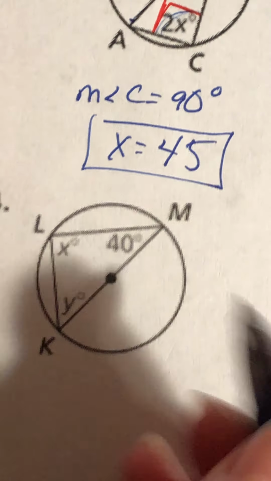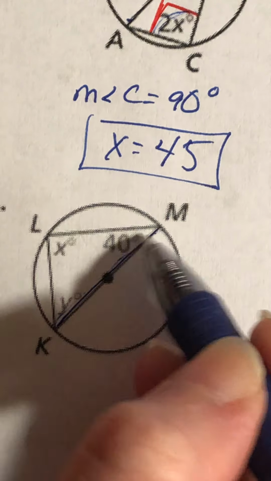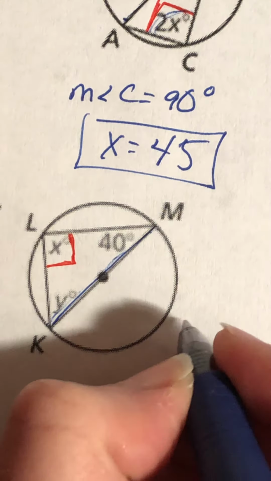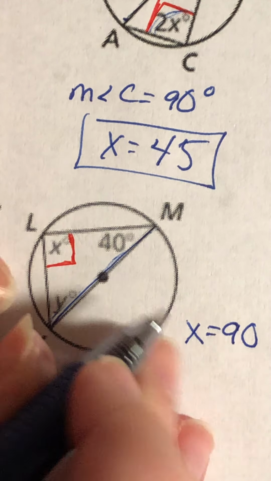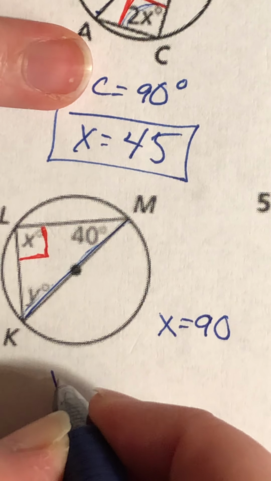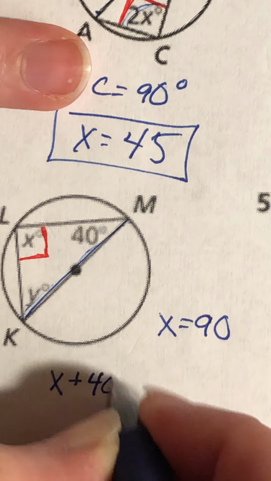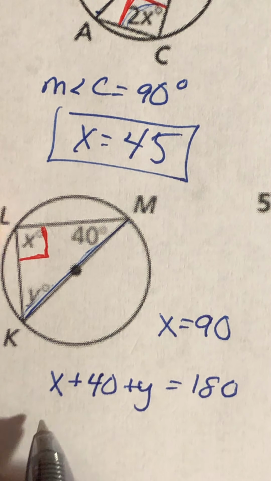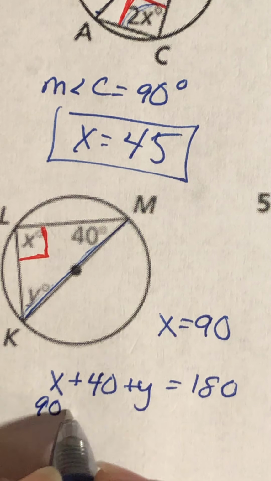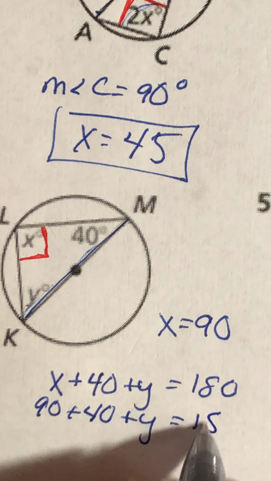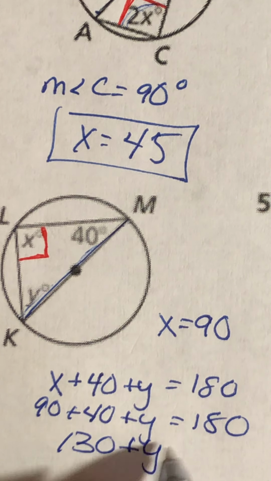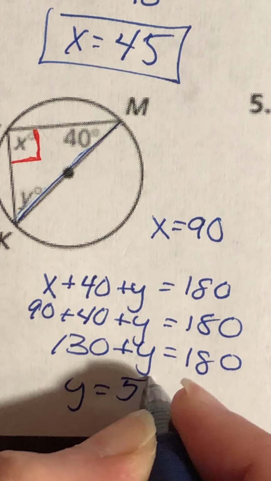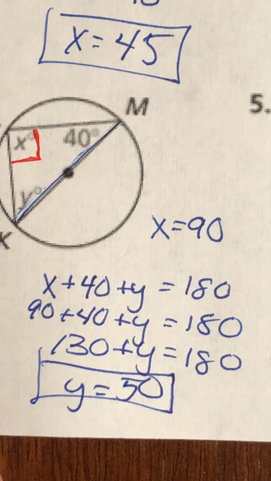Here is another. This is the hypotenuse, so this must be a right triangle. That means x is 90, but what's y? Well, they all have to add up to 180. So x plus 40 plus y is 180. We have 90 plus 40 plus y is 180. 130 plus y is 180. So y must be 50.